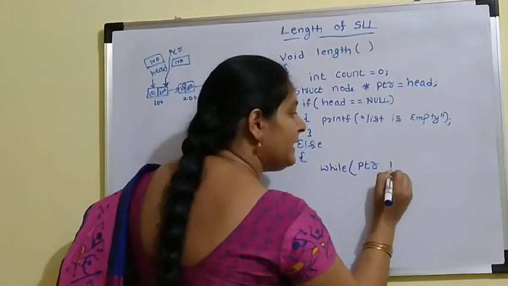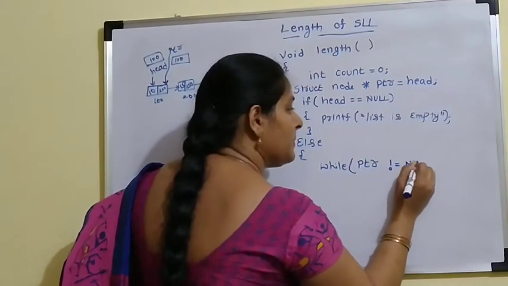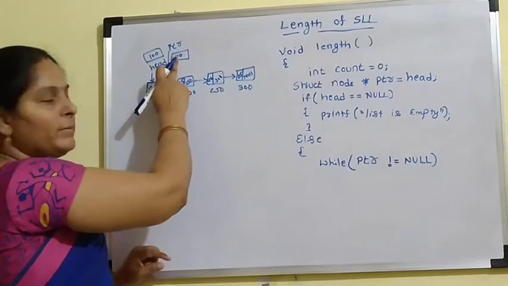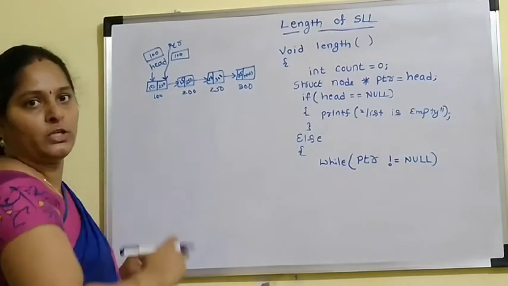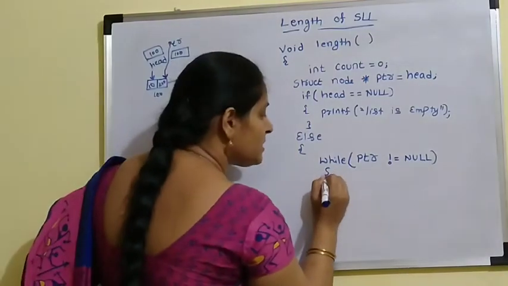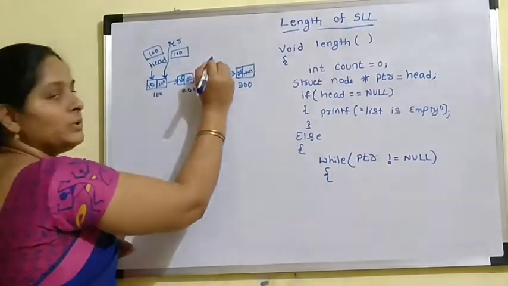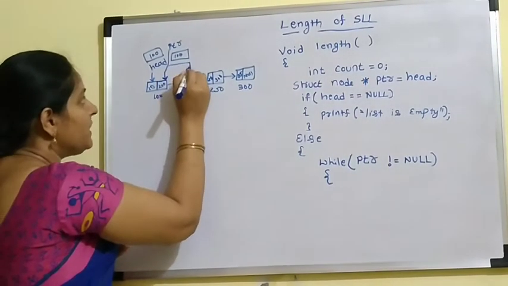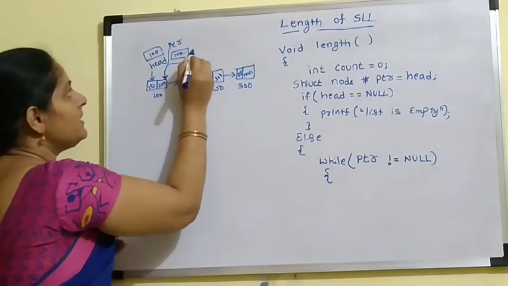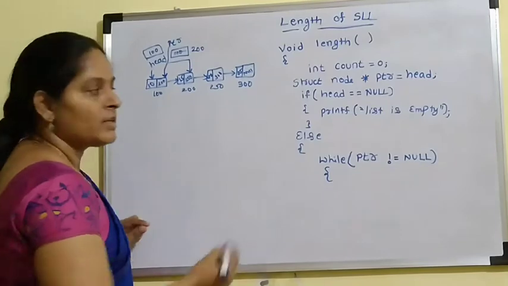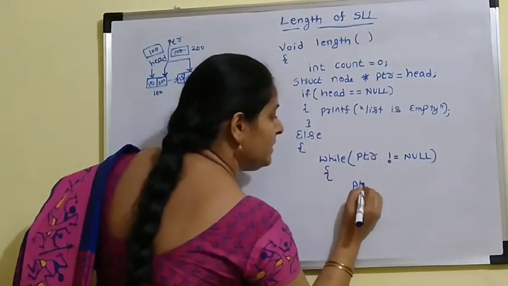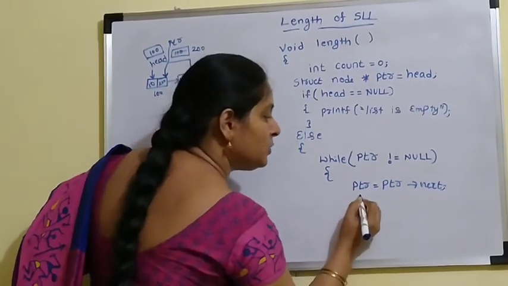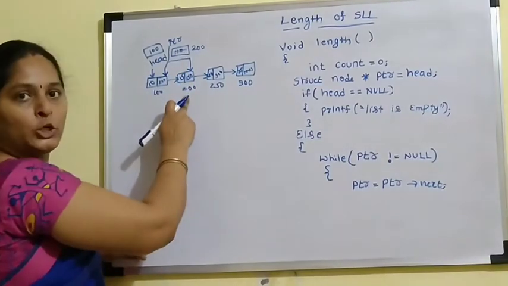Now see, while PTR not equal to null, here PTR means PTR value. What is the PTR value? 100. Because first time it is pointing to the address of head node. So if PTR value is not null, then what to do? We need to move PTR to the next position. What is the PTR next? 200. So we need to move PTR to the 200 position. Now this 100 is replaced with 200. Now check the condition again. Here PTR equal to PTR next. What is PTR next? 200. The 200 is assigned to the PTR. So PTR comes to the second node position.